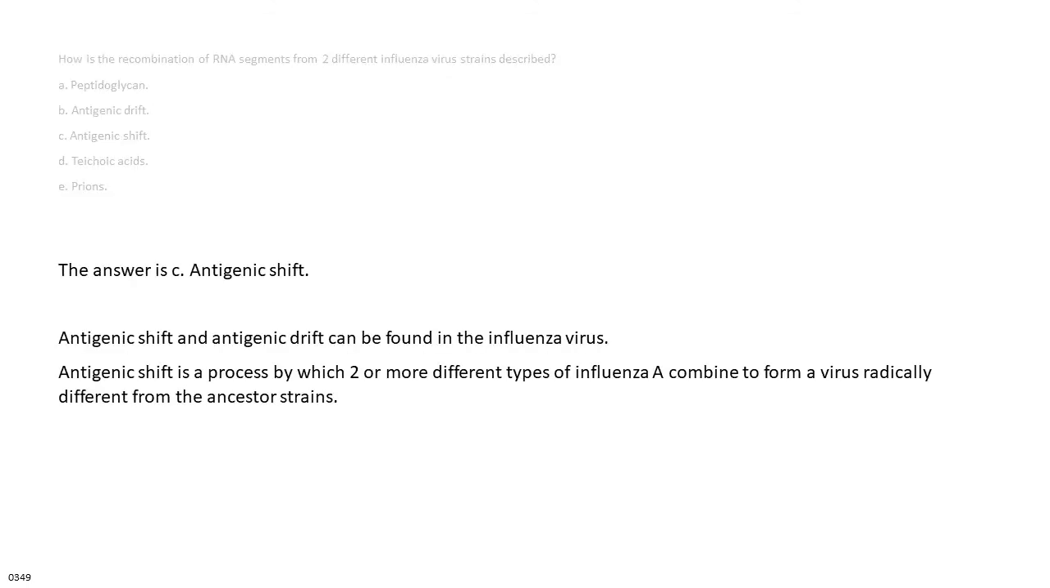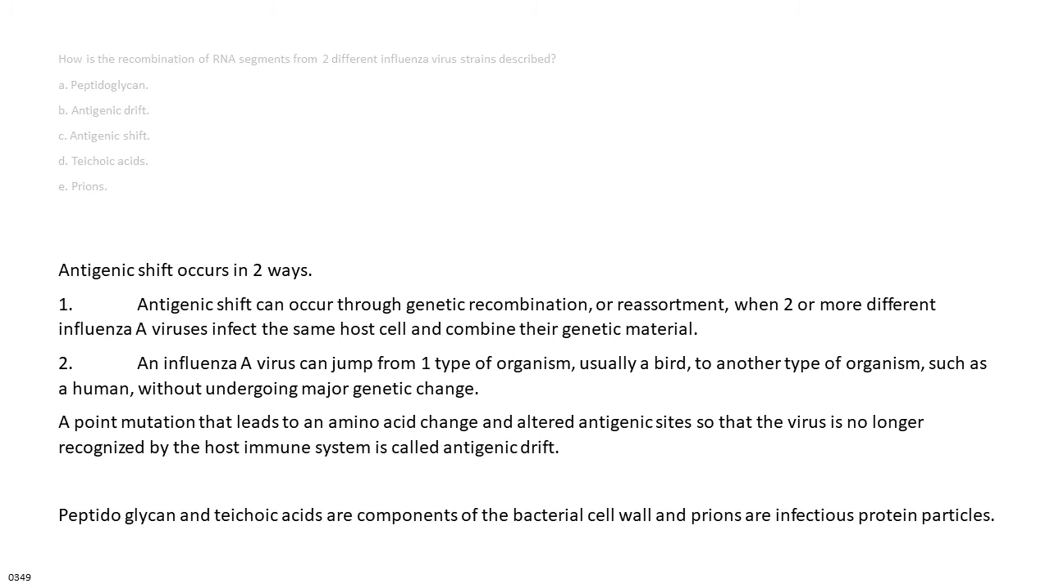The answer is C. Antigenic shift. Antigenic shift and antigenic drift can be found in the influenza virus. Antigenic shift is a process by which two or more different types of influenza A combine to form a virus radically different from the ancestor strains. Antigenic shift occurs in two ways. 1. Antigenic shift can occur through genetic recombination, or reassortment, when two or more different influenza A viruses infect the same host cell and combine their genetic material.